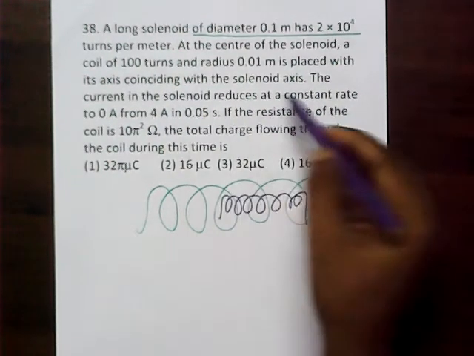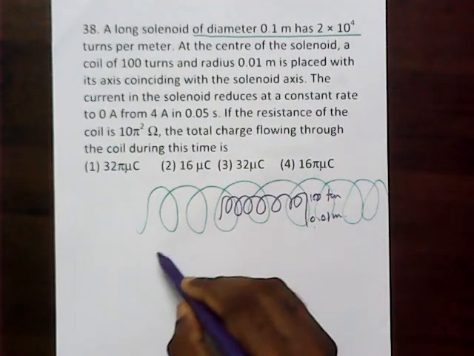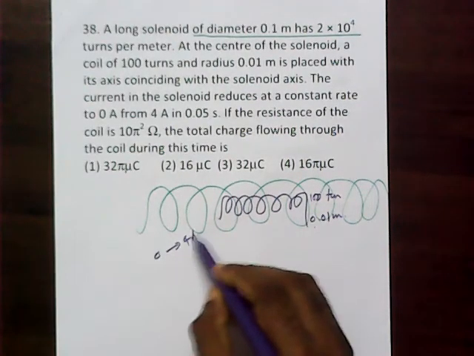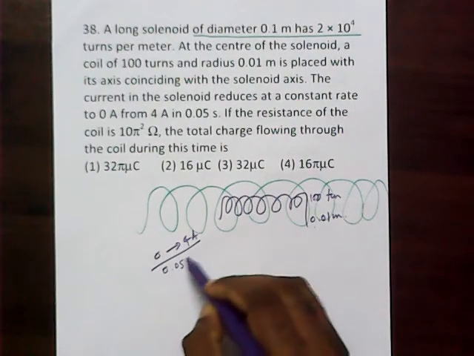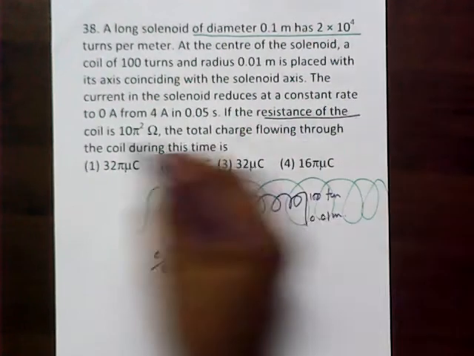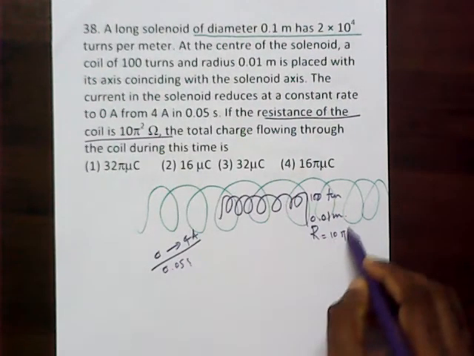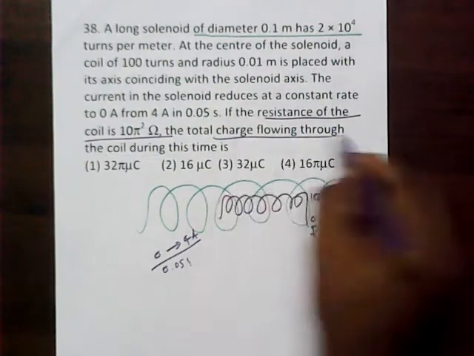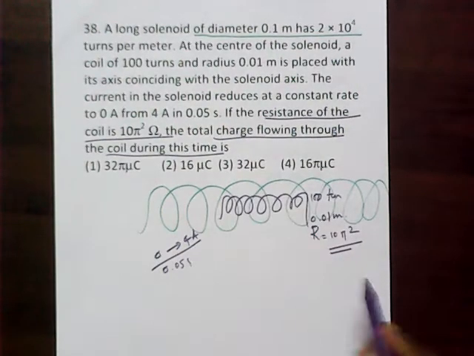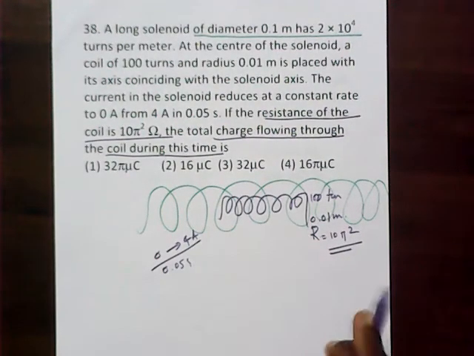The current in the solenoid reduces at a constant rate from 0 to 4 ampere in 0.05 second. The resistance of the coil is 10 pi square. What is the total charge flowing through the coil? Look at the theory part, a good concept.